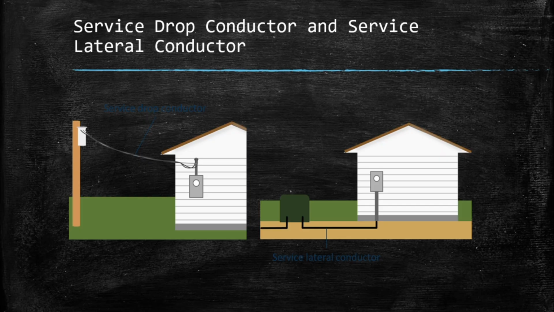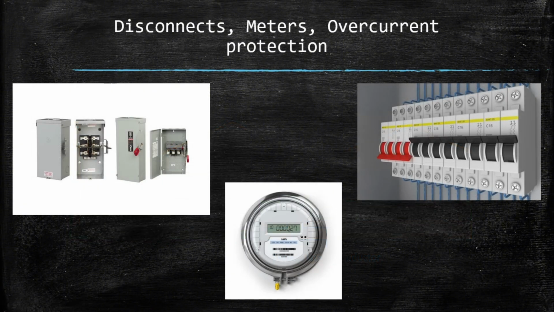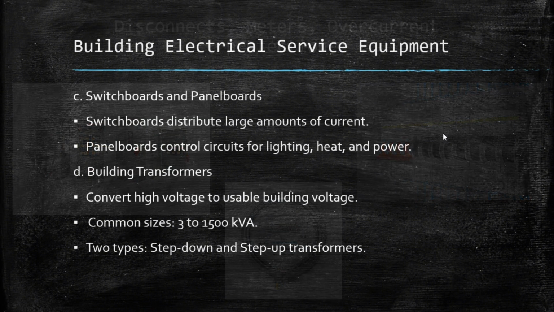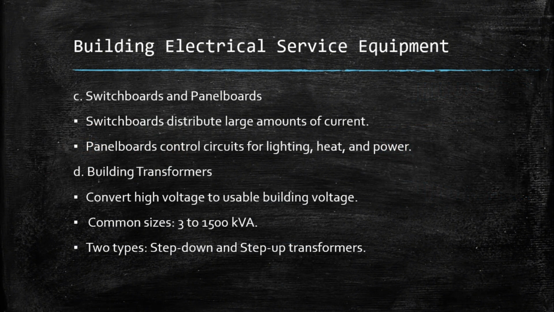Here, you can see the picture of a service drop conductor and the service lateral conductor. And this is the picture of a disconnect. This one is the disconnect meter and the overcurrent protection. Next, we have switchboards and panel boards. Switchboards distribute large currents to various parts of the building, while panel boards control lighting, heating, and power circuits. These are essential for circuit organization and safety.